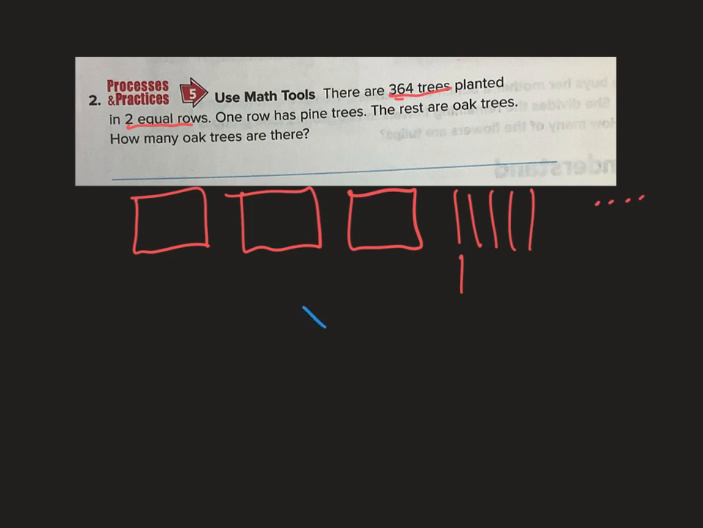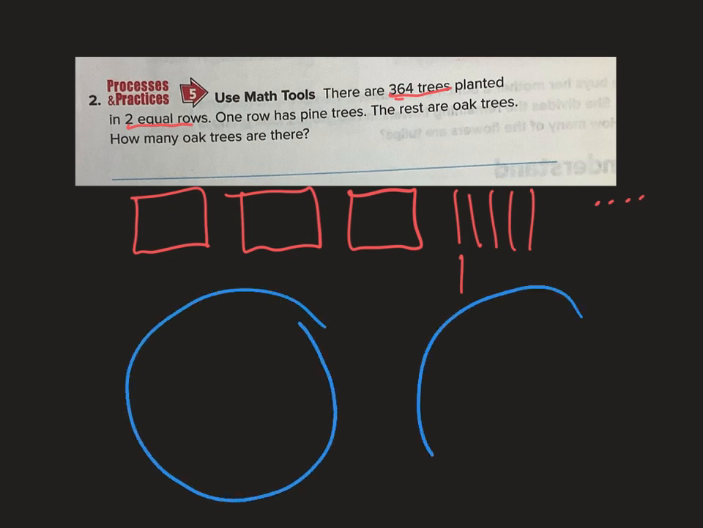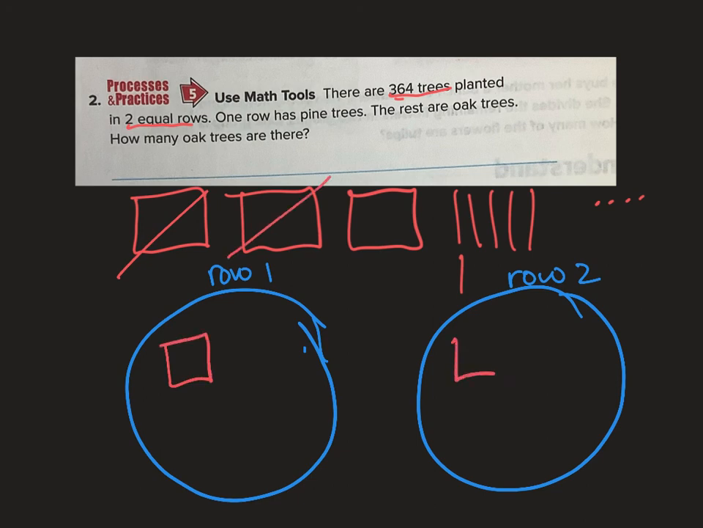Okay, row 1, row 2. So I can take this guy, boom. This guy, boom. Let's see, what can I do with these? 1, 2, 3, 4, 5, 6. I take 6 tens and I cut it in half. I could take 3 here and 3 here. Okay, I've got 1s here, so I can take 2 1s, put them here. 2 1s, put them here.